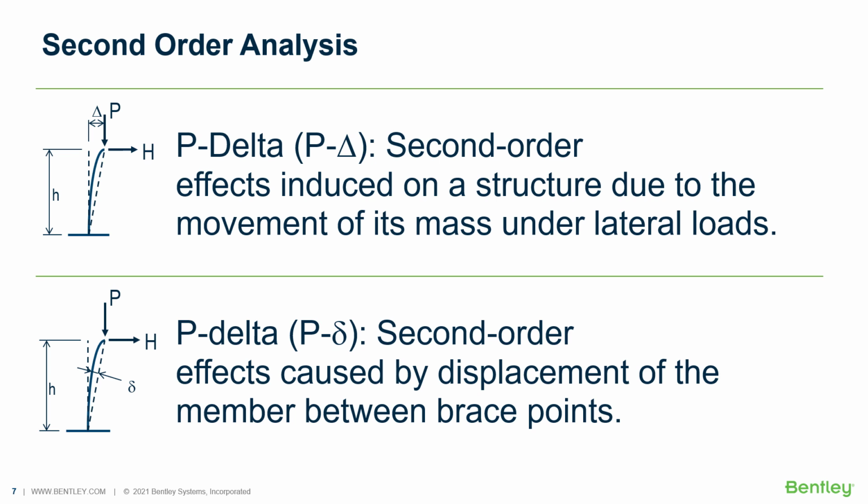Now what's important to understand is that the direct analysis method requires us to incorporate both P large delta and P small delta in our analysis. P large delta considers the second order effects induced on a structure due to the movement of its mass under lateral loads, and P small delta effects are the effects caused by the displacement of the members between their bracing points.